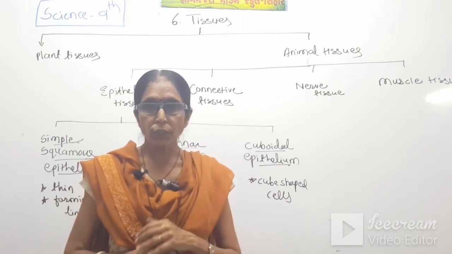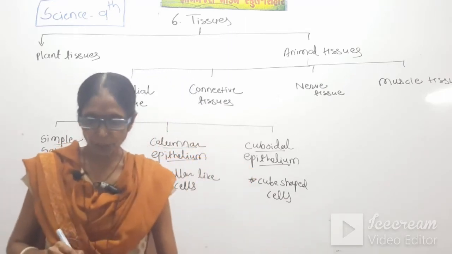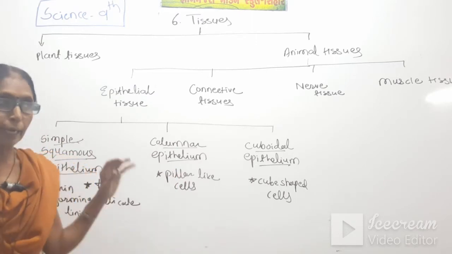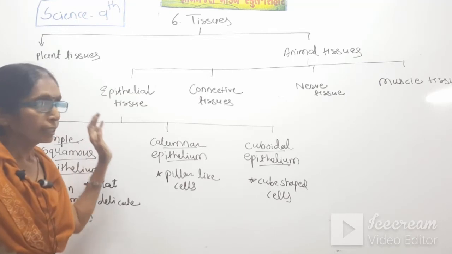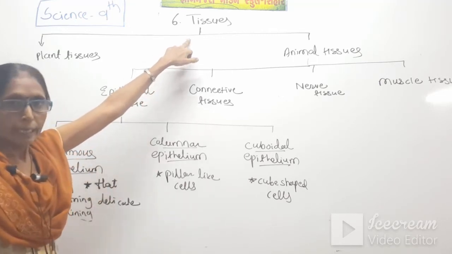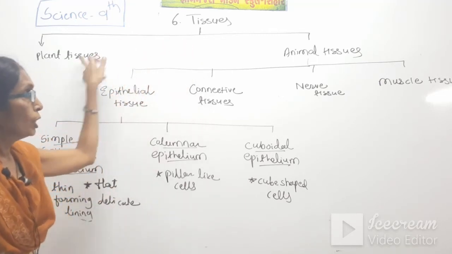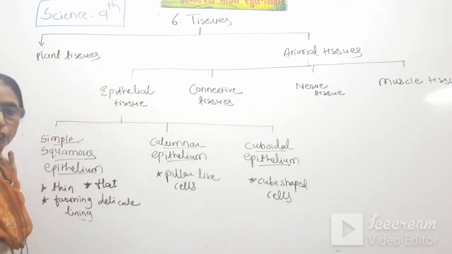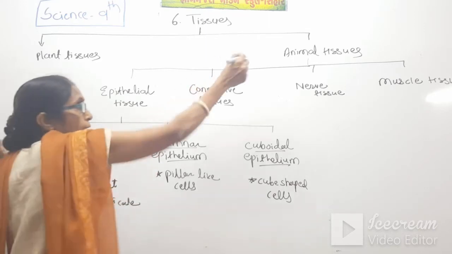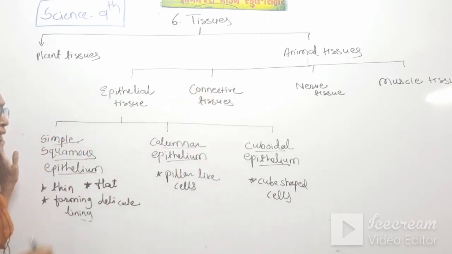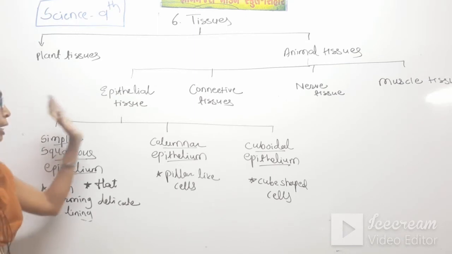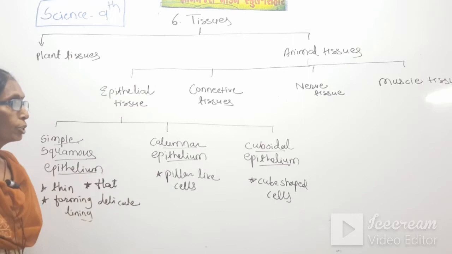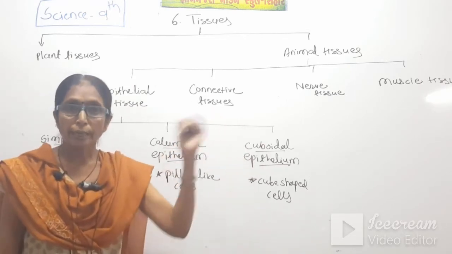Today we are going to start with animal tissues. Students, it is comparatively easy to learn about tissues. Again, there are two main types of tissues, plant tissue and animal tissue. We have finished with plant tissues. Now today, animal tissues. There are four main types of animal tissues: epithelial tissues, connective tissues, nerve tissues and muscle tissues.